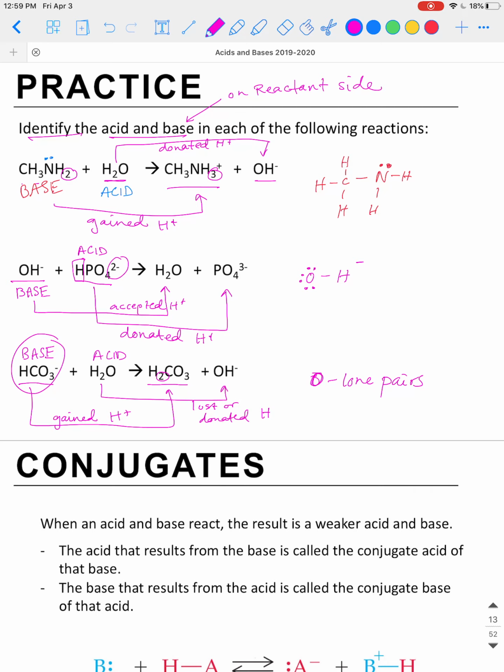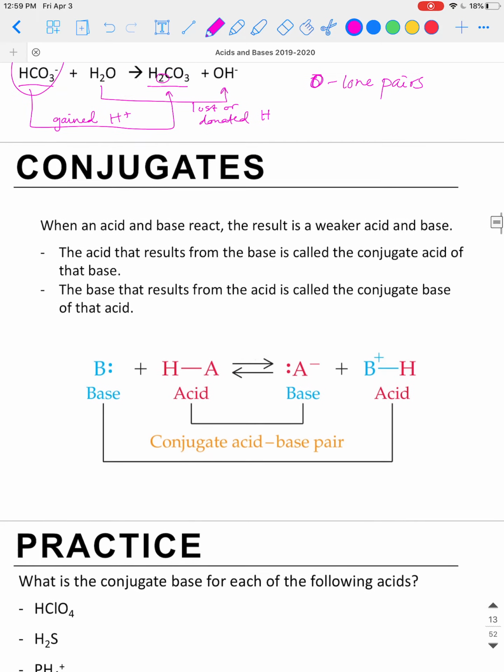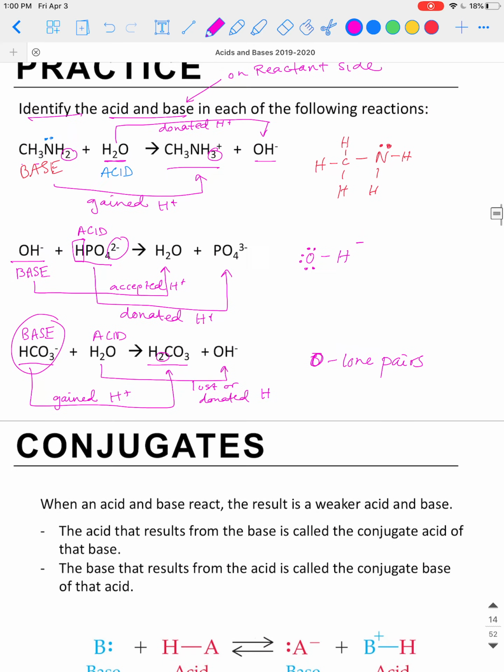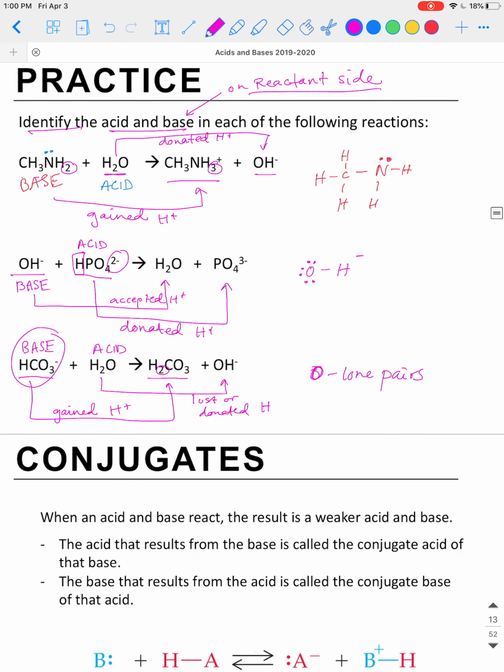All right, so again, a main goal for these videos so far is I want you to be able to identify acid and base in a chemical reaction. Another topic that we're going to hit on is conjugates. So what is a conjugate? The conjugates are the products in an acid-base reaction.